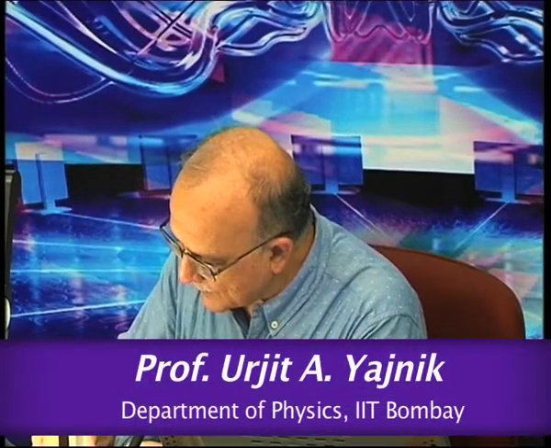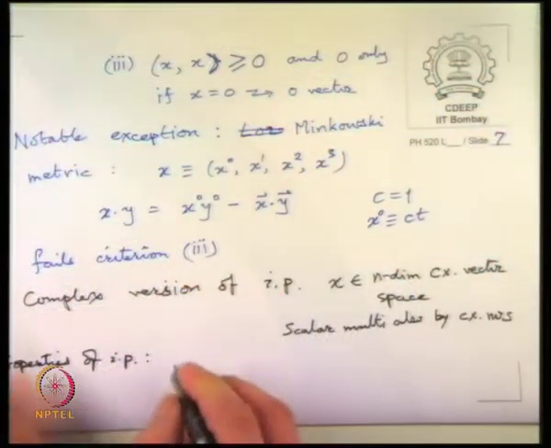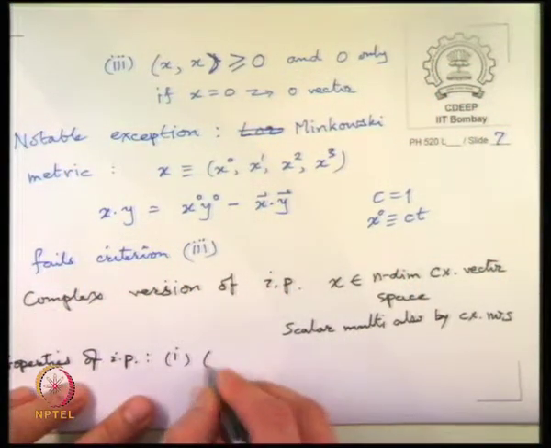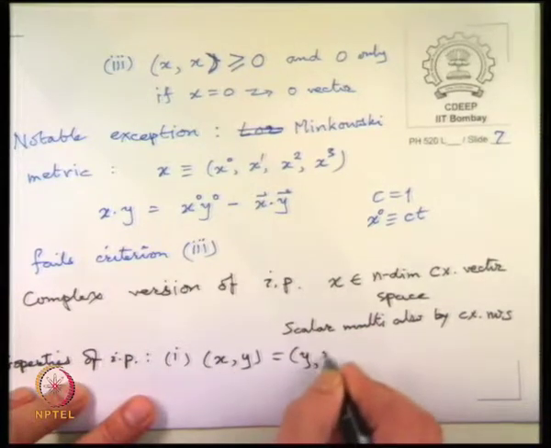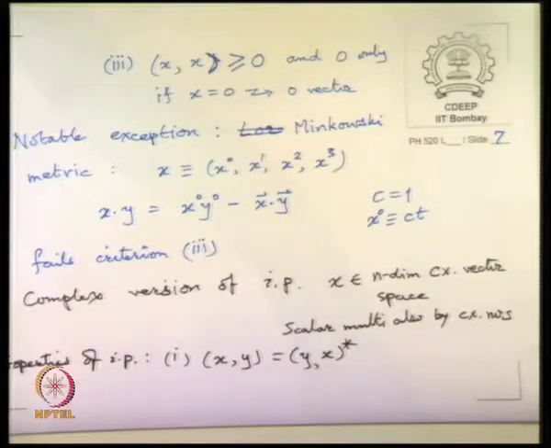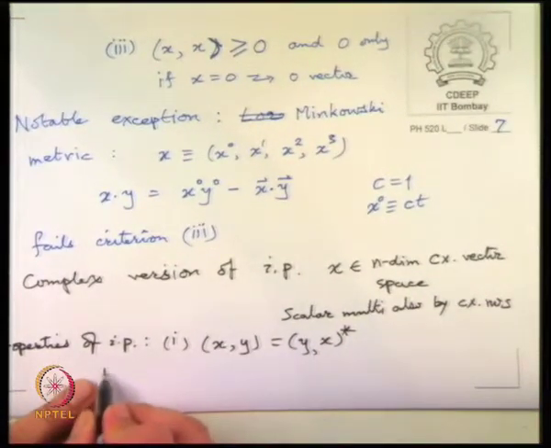Now we have to be a little careful with the inner product. So, properties of the inner product: we have to say that <x,y> equals <y,x> star. This is partly imposed so that positive definiteness works. If you have <x,x>, it will be its own complex conjugate, so it will remain positive and so on.